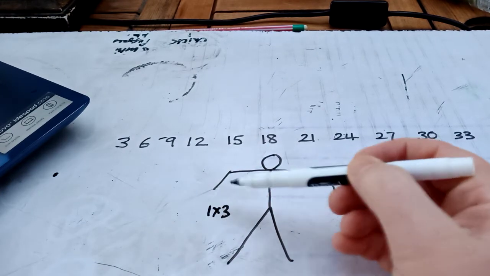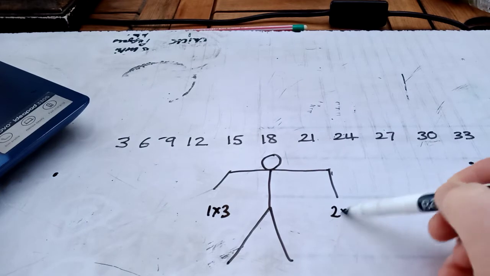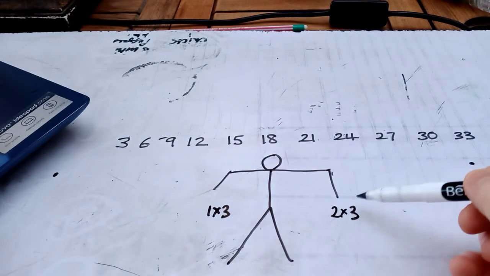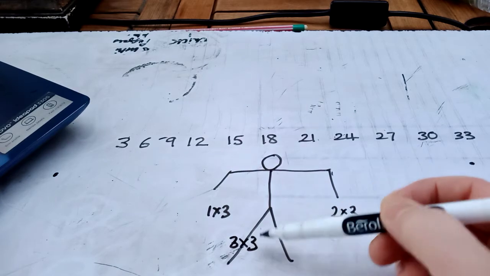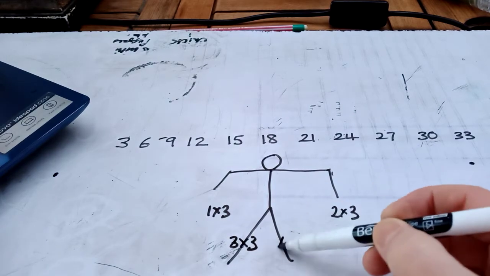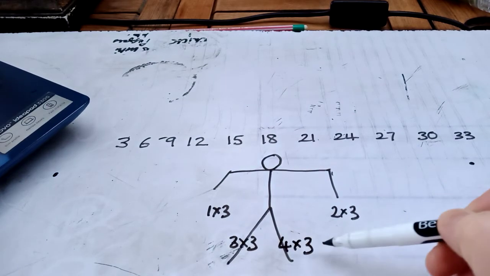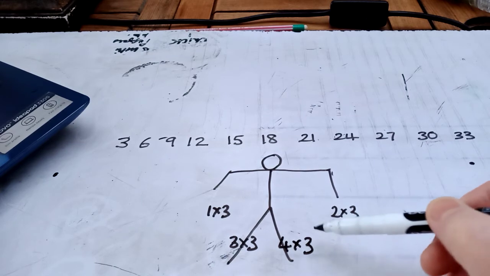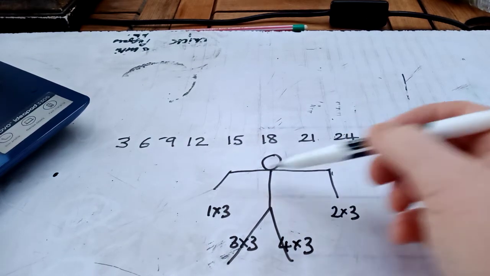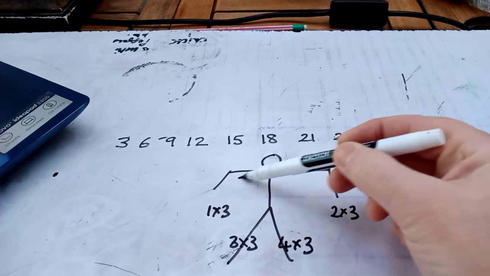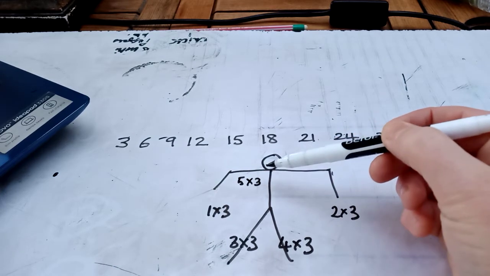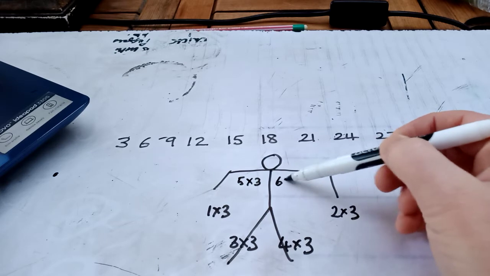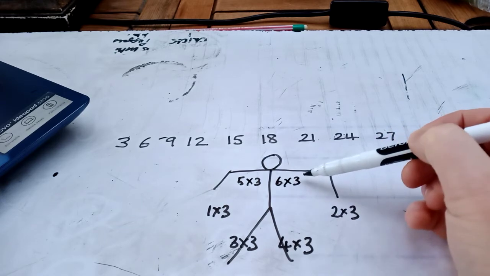1 times 3, easy peasy 3. 2 times 3, easy peasy 6. Then we pat that knee. 3 times 3 is 9. 4 times 3 on the other knee is 12. And then we do this thing with our hands. We cross our hands. It's 5 times 3 goes there. 5 times 3 is 15. 6 times 3 there is 18.